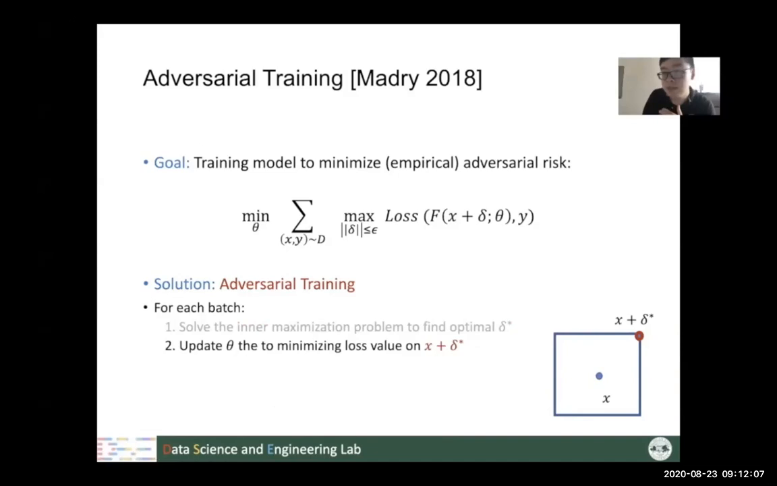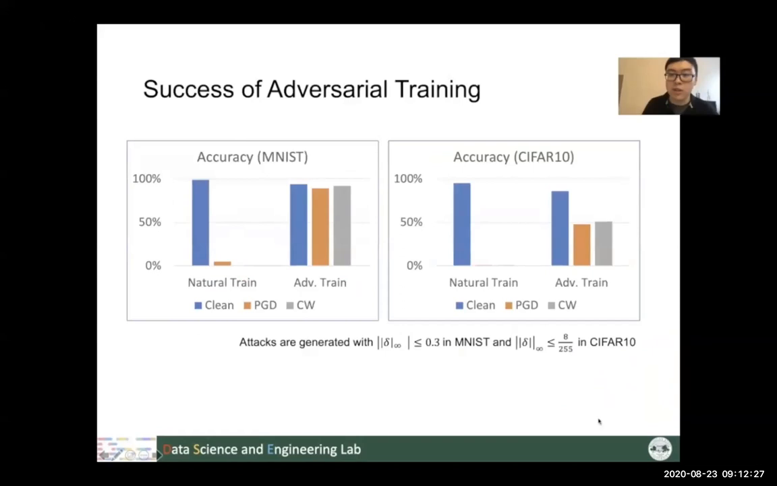By iteratively doing step one and step two, the model can gradually become more robust, and it can even recognize the most dangerous adversarial examples around the input sample X. So here are some experimental results on adversarially trained models. On the MNIST dataset, adversarial training can help the model to improve its robustness against PGD attack and CW attack to more than 90% or even higher. And on the CIFAR-10 dataset, it also shows a very big improvement for the adversarial accuracy.